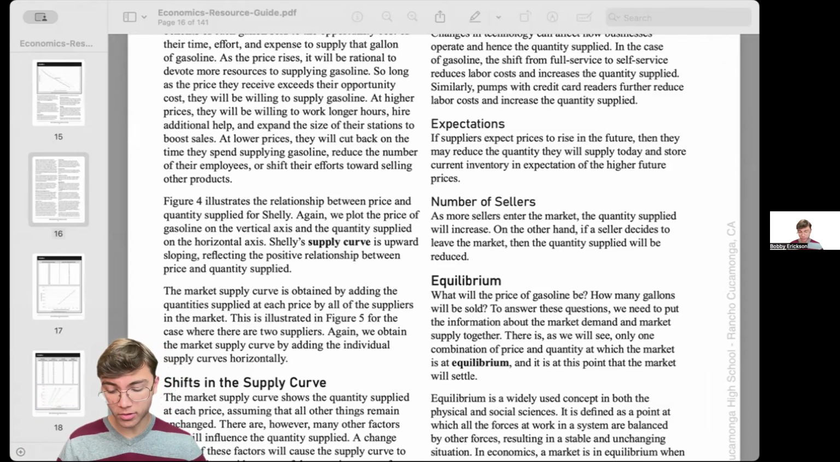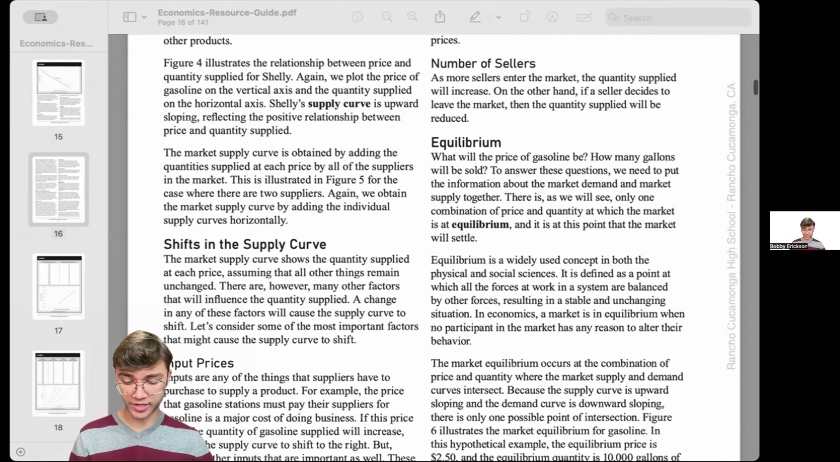Next up is the number of sellers. If there are more sellers, then there will be more quantity supplied. Not much more explanation to that.